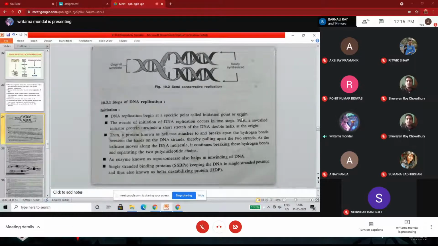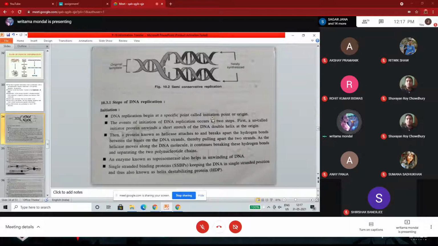Your semester will be MCQ based, so you don't have to read all these mechanisms, what comes after what, you don't have to remember. But remember what is called what, which enzyme is needed to uncoil, which enzyme is needed to seal. You have to remember that. So DNA replication begins at a specific point, and that point is called the initiation point or origin. The question can come like this: DNA replication begins at a specific point called, with four options.